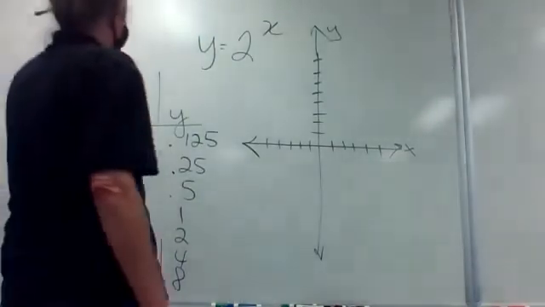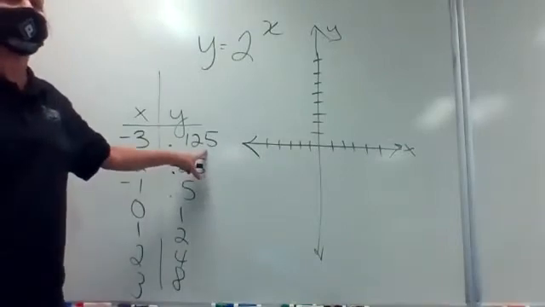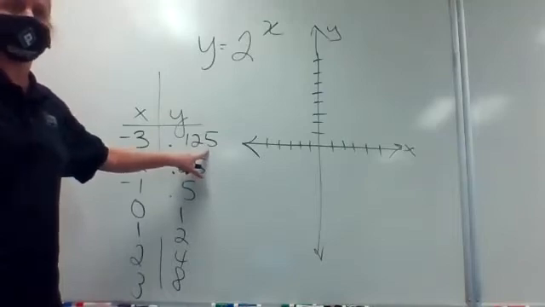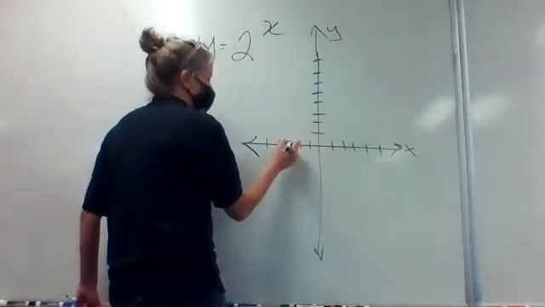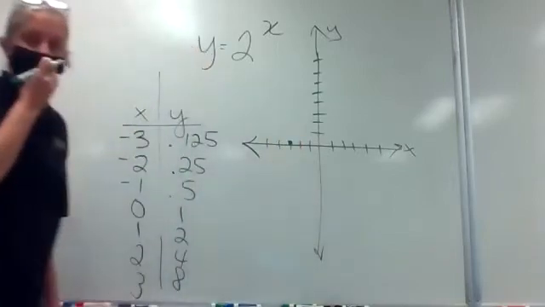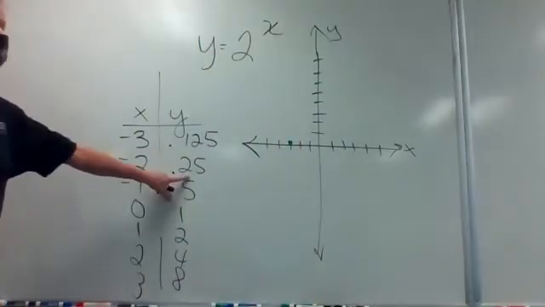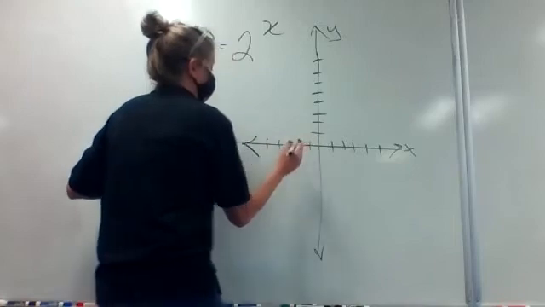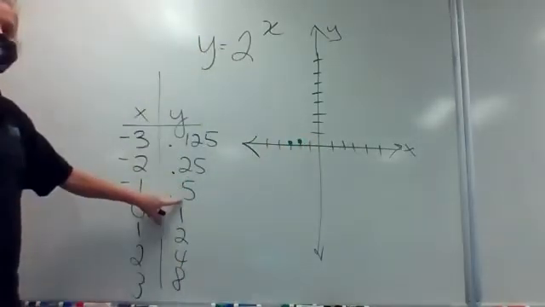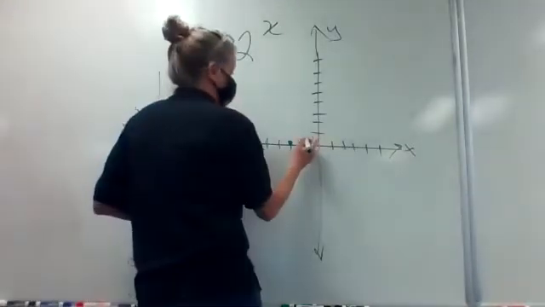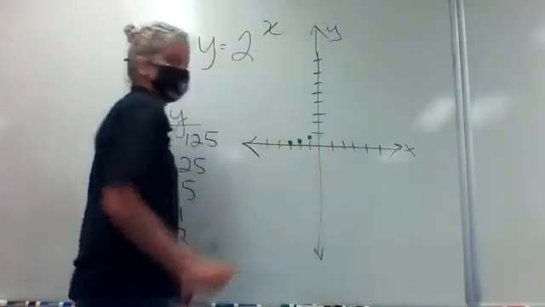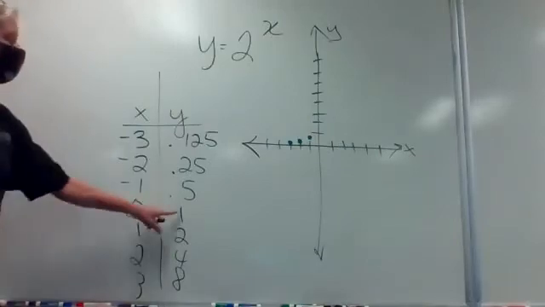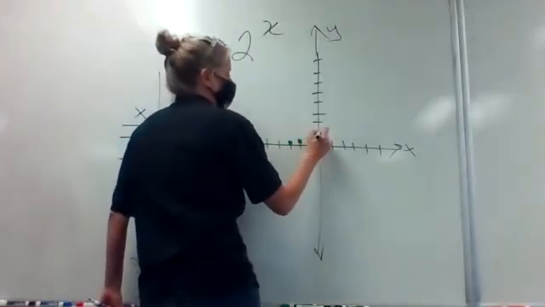Okay, so the first point is at -3, 0.125, which means go to the left 3 and then go up just a little tiny bit, right? So to the left 3 and then barely up at all. To the left 2 and still barely up any. It's a little bit higher than the last one. To the left 1, up 1/2. When the x is 0, the y is 1. So left and right 0, up 1.